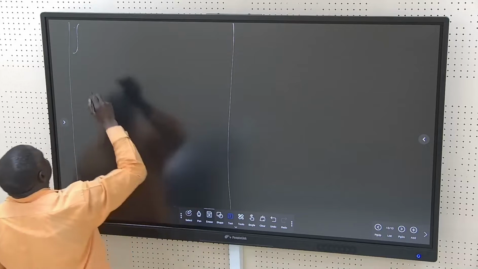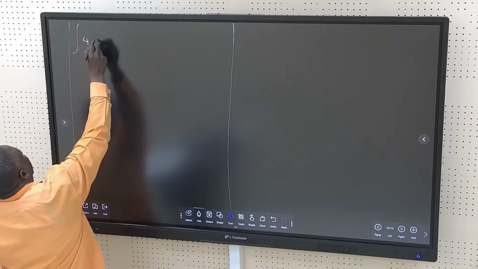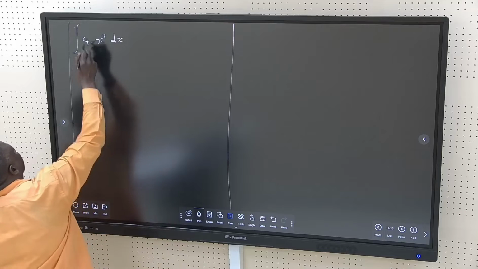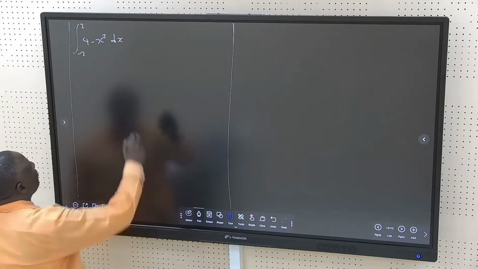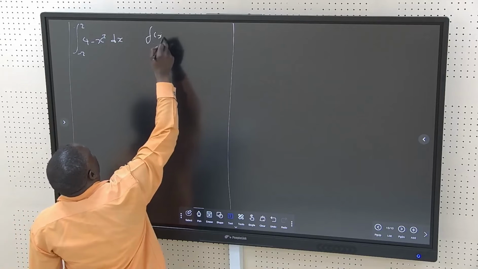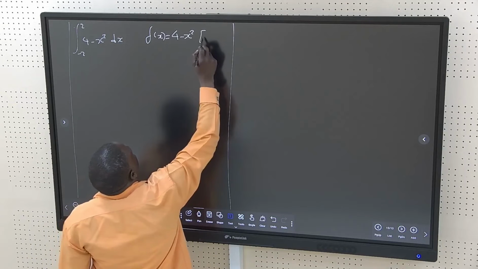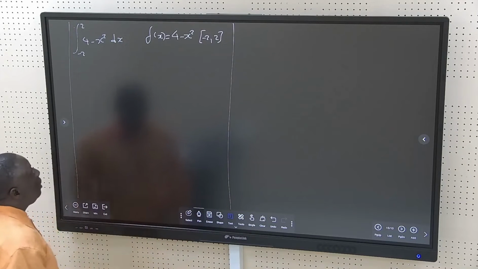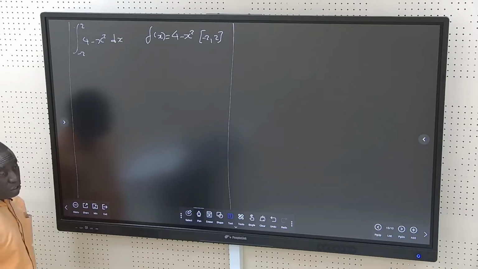Say the integral of f of x equals 4 minus x squared with respect to x from negative 2 to 2, if we want to evaluate that one. You see, this is a function f of x equals 4 minus x squared, on the interval from negative 2 to positive 2. If you wanted to evaluate that one, you will see how you get the answer.